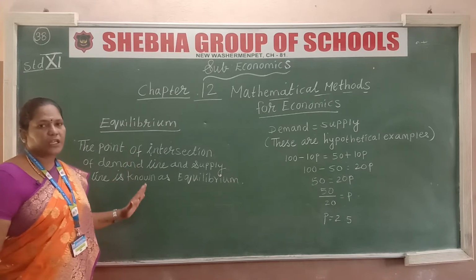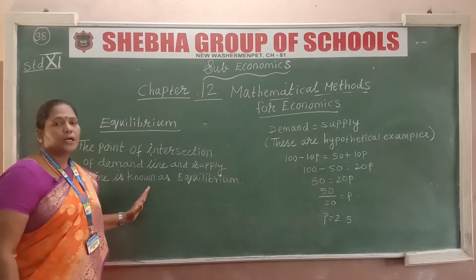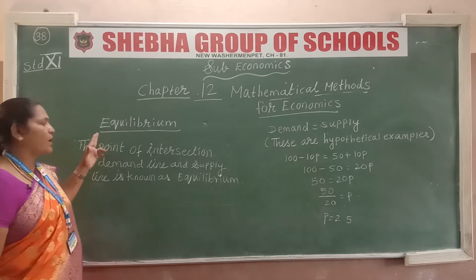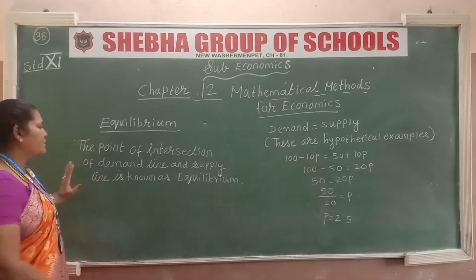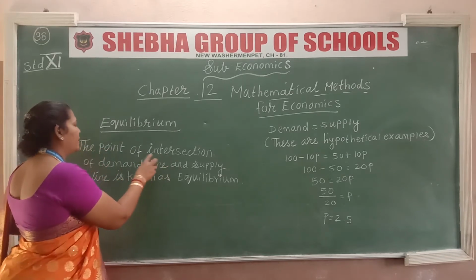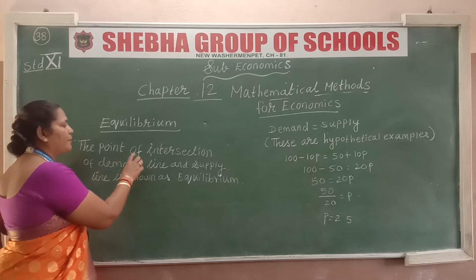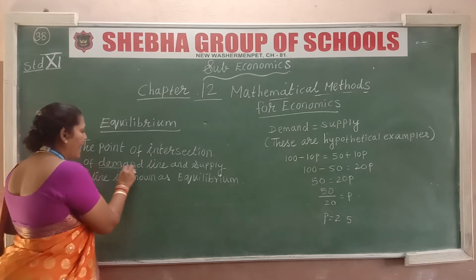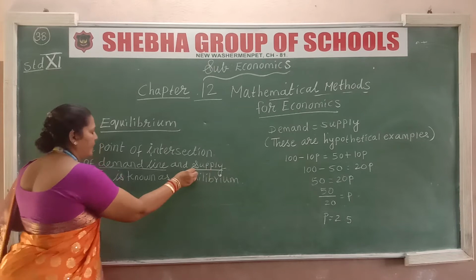This one you have to keep in your mind. It may be asked as a 2-mark question. They may ask what is equilibrium. So equilibrium is what? The point of intersection. This you have to keep in your mind. That means the point of intersection of the demand line and supply line.